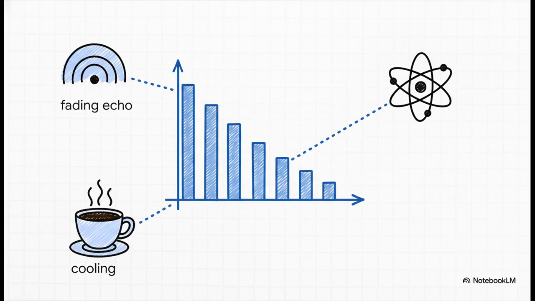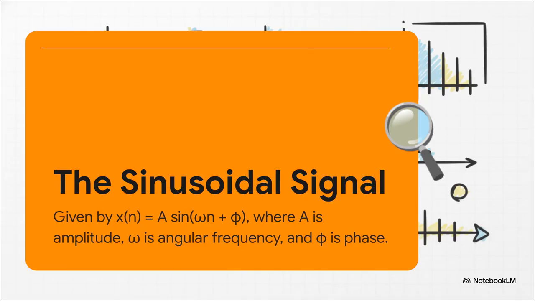And you see this shape everywhere in the real world. It's the fading echo after a loud clap. It's a hot cup of coffee cooling down. It's even radioactive decay. And finally, we have the sinusoid.